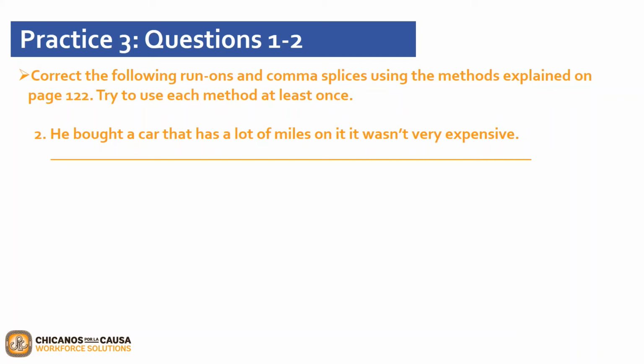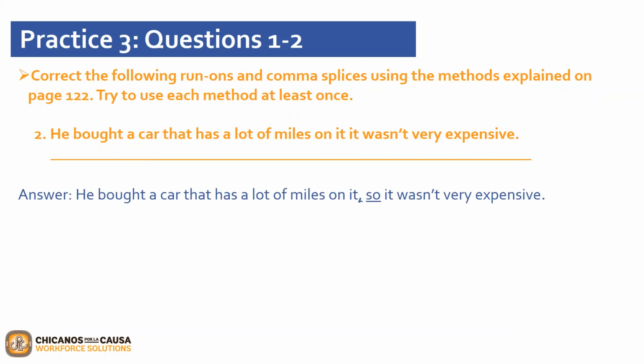Once again, there are several correct answers for this question. One of the ways you can correctly rewrite this sentence using the methods on page 122 is by writing, "He bought a car that has a lot of miles on it, so it wasn't very expensive." You can find more answers for this question on page 652 of your book.